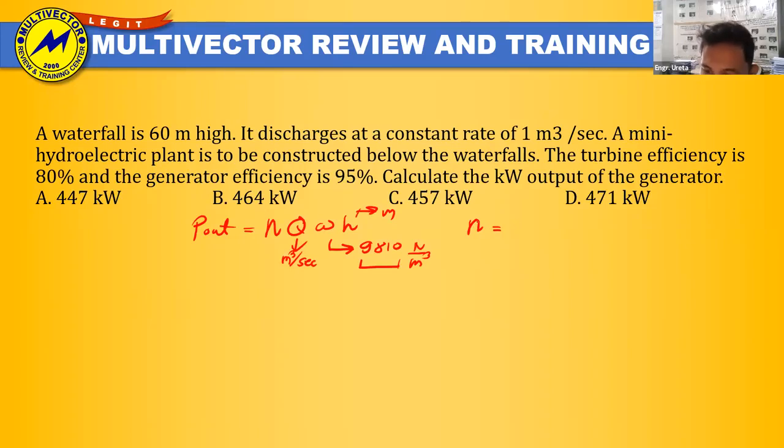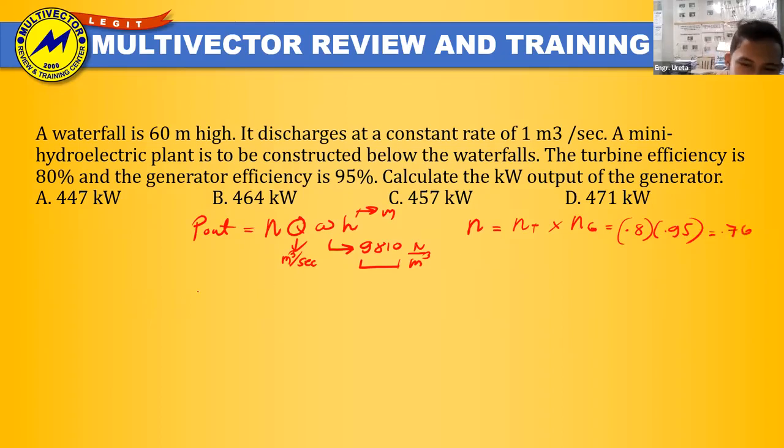Our efficiency here is the product of all the efficiencies. So the total or overall efficiency is equal to the turbine efficiency multiplied by the generator efficiency, which is 0.8 times 0.95, which gives 0.76.